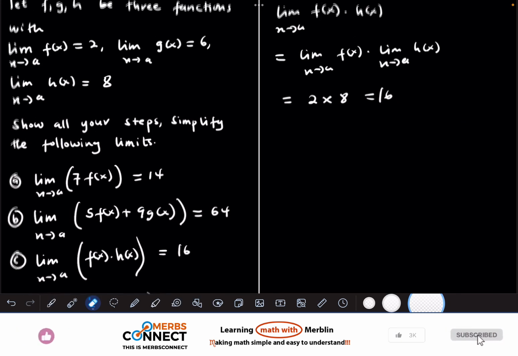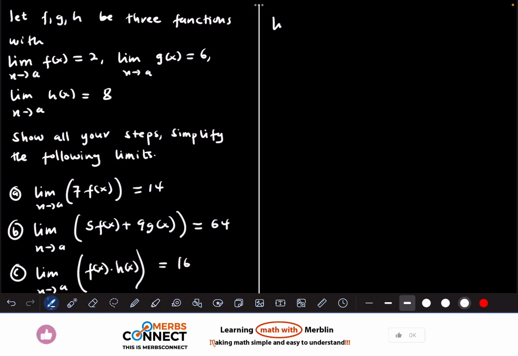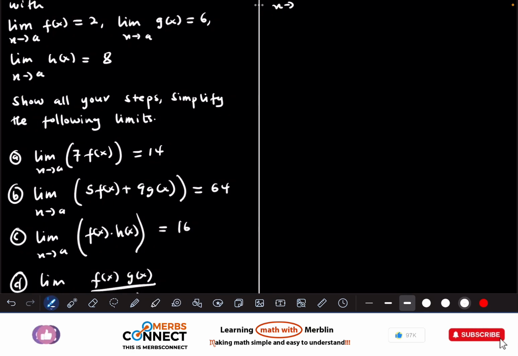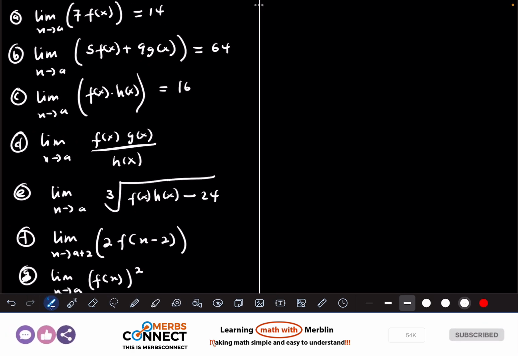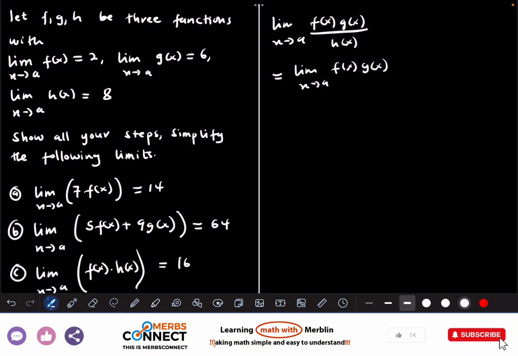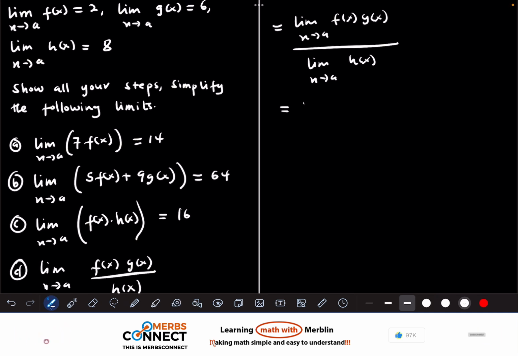Let's go to D. So drop your comment on the property that we are going to use. So D, this will be limit as x approaching a, then f of x times g of x, all divided by h of x. So this is going to give us limit x approaching a of f of x g of x divided by limit x approaching a of h of x, and this can be written as limit x approaching a of f of x.